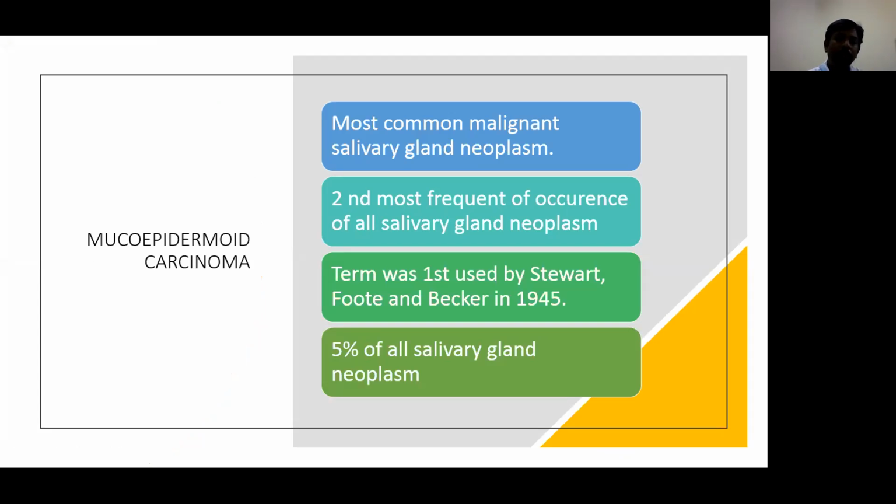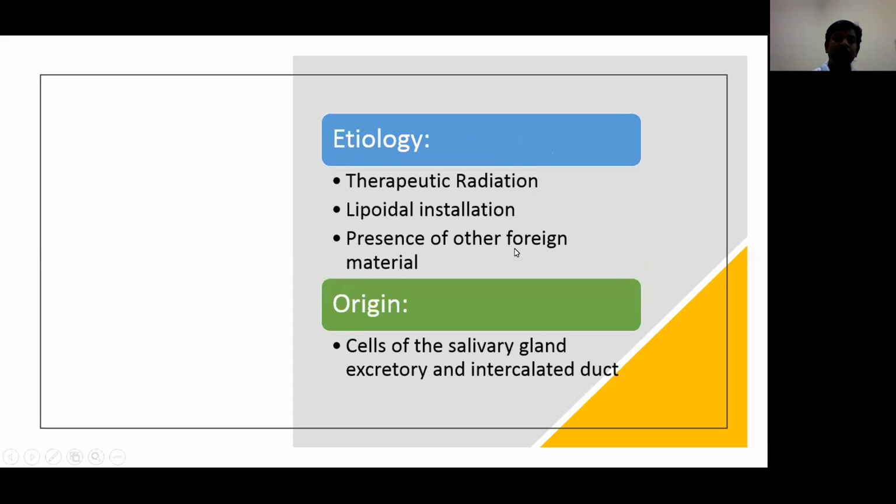So coming to mucoepidermoid carcinoma, this is the most common malignant salivary gland neoplasm. It is the second most frequent occurrence of all salivary gland neoplasms, and 5% of all salivary gland neoplasms are mucoepidermoid. Under etiology, you have therapeutic radiation, lipiodol instillation, and presence of other foreign material, all of which can cause this tumor. The cell of origin is cells of the salivary gland excretory and intercalated duct.